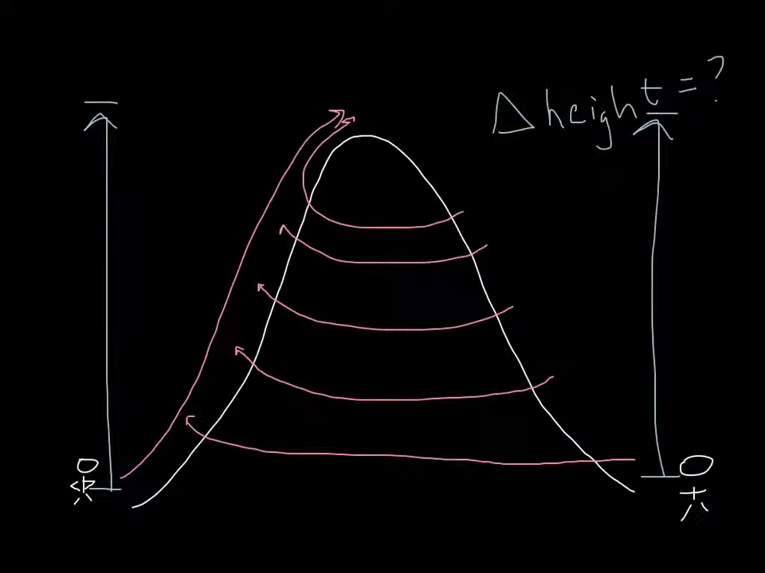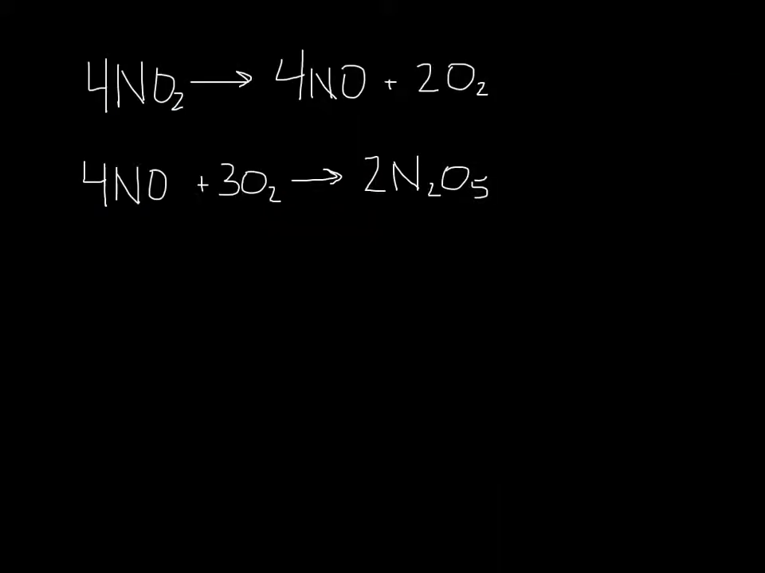So if you do a reaction as one solid step, or if you do it in a series of steps, but you wind up with the same products, you're going to have the same change in energy. So it really doesn't matter how you get there, as long as you get there. So to make this point, here's two different equations. The first one shows nitrogen dioxide producing nitrous oxide and oxygen. The second one shows nitrous oxide reacting with oxygen to form dinitrogen pentoxide.